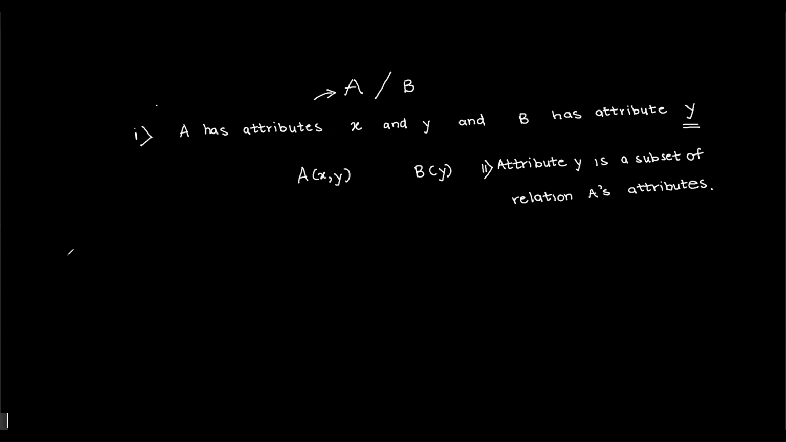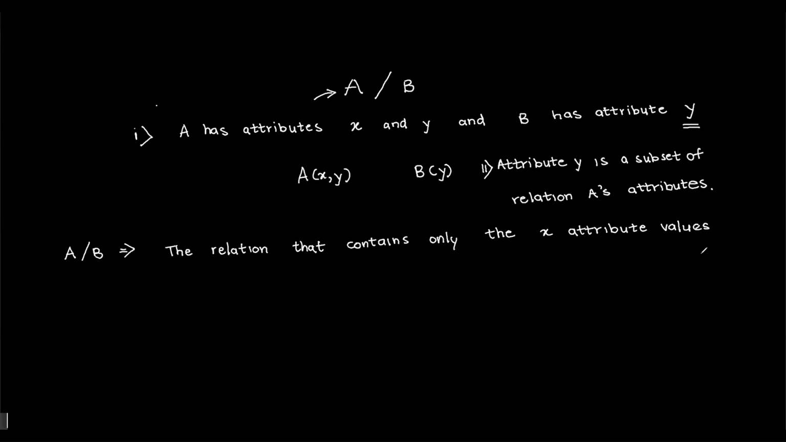So the result of A divided by B will be the relation that contains only the X attribute values, attribute or column values, X attribute values that relate with every single value in the Y attribute of relation B.